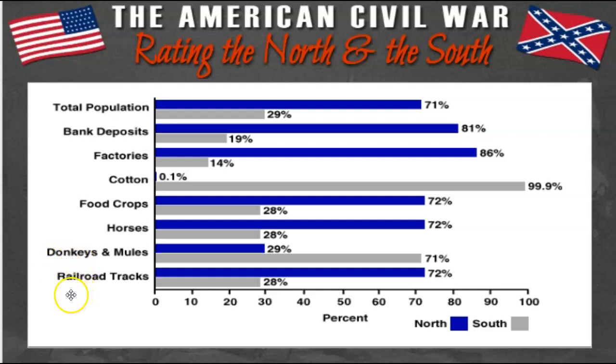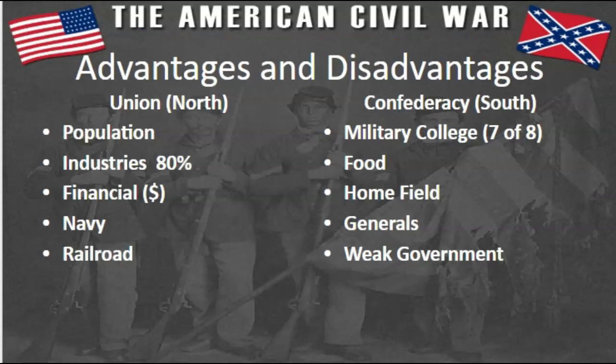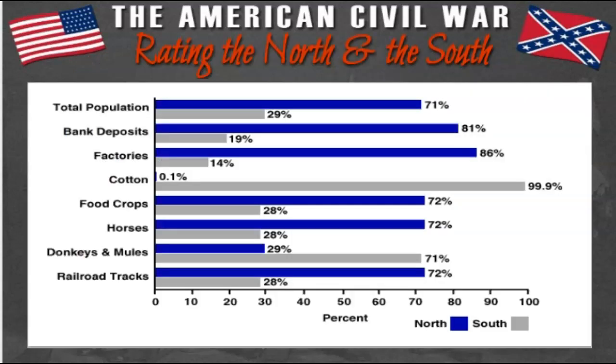The next thing is railroad tracks. Now, railroad tracks is clearly going to be a clear advantage for the Union during the war. If you look here, here's another 72% compared to 28%.